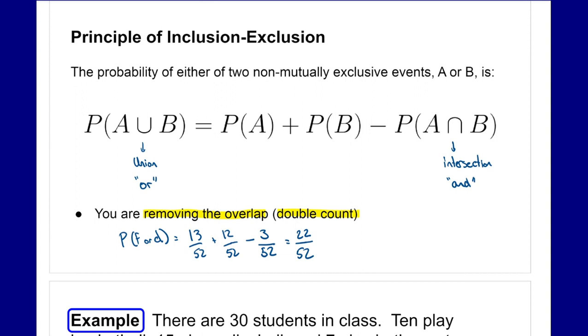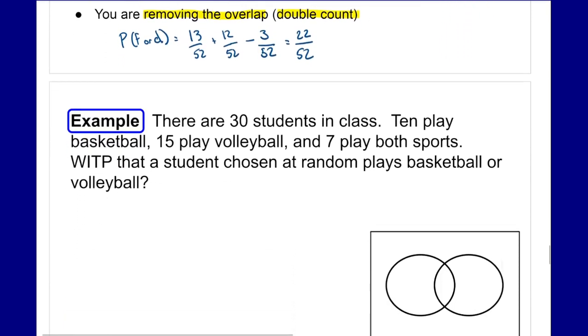Now again, visually with the Venn diagram, it's easy to see. So if that helps, you're more than welcome to do that. If you prefer the formula, you have to think about, okay, what are the overlap sections? What are the scenarios where it's both events? And you have to remove that so that we don't double count.